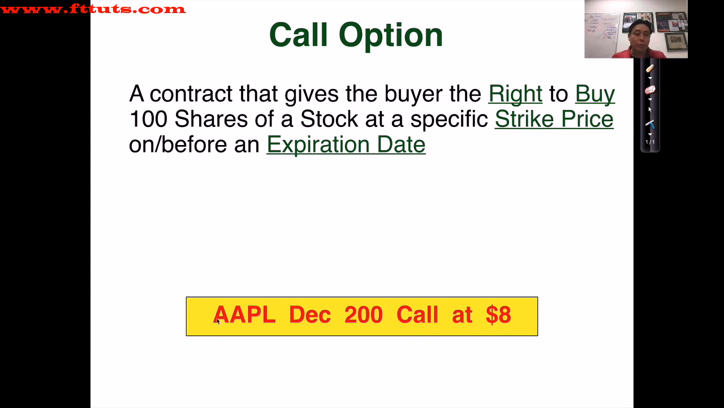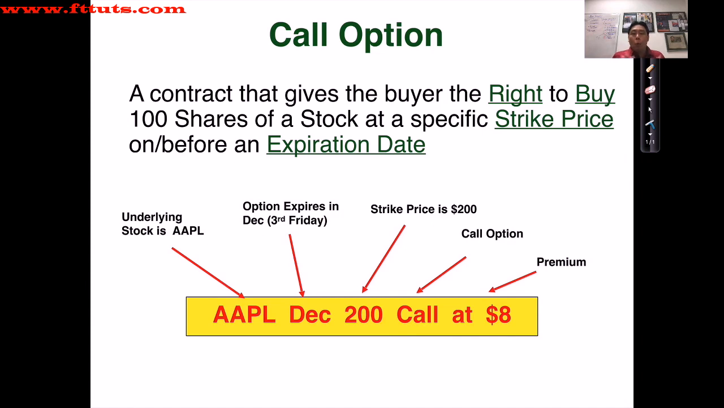So the first thing you see would be, what is the stock that's underlying the option? In this case, we are buying an option on Apple shares. Okay. The next thing you see is the date of expiration. So again, it could be January, February, March, April, in this case, December. Okay. Now, options expire on the third Friday of the month. So when you buy a December option, it will expire on the third Friday of, you got it, December, all right? The next thing you see is the strike price.